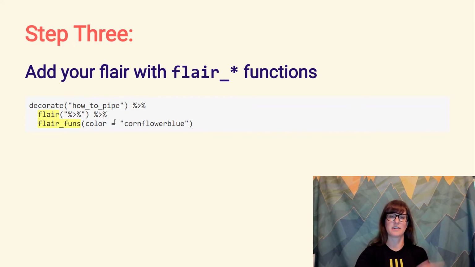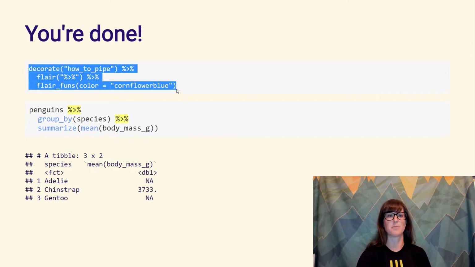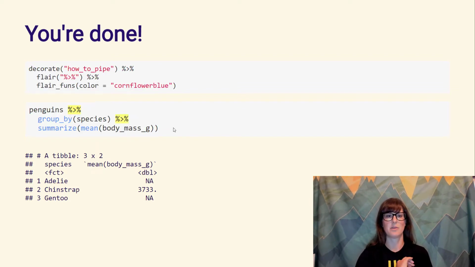And that's it. So once you've decorated and you've flared, you're done. So here it is all together. There's the original flair source code. We ordinarily wouldn't print that, but that's what's happening under the hood. Here's what the output looks like. We have our source code properly decorated.